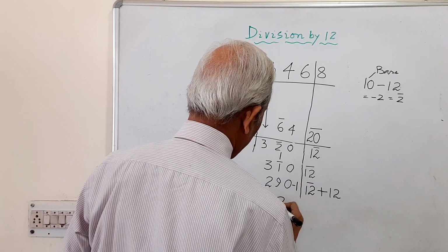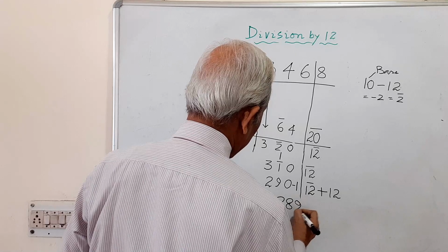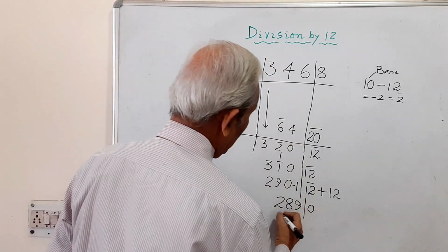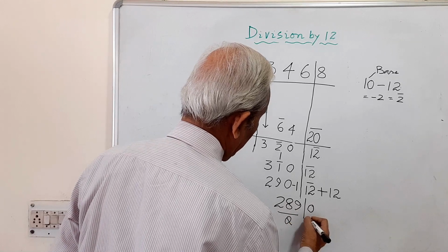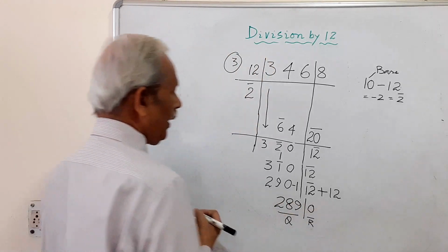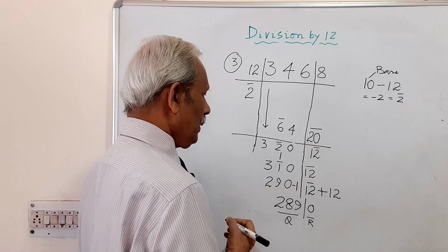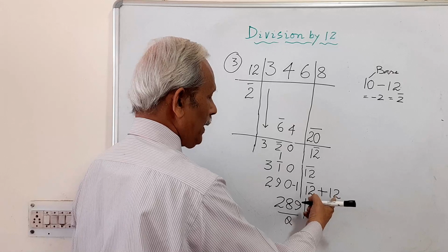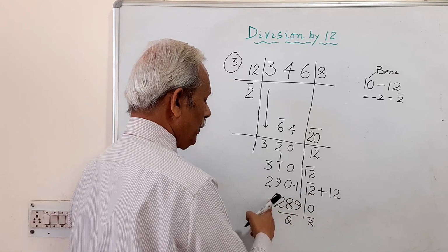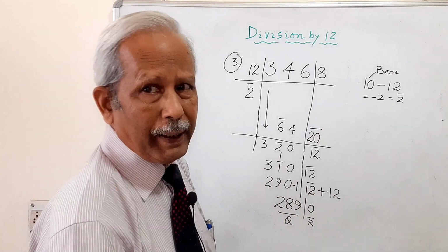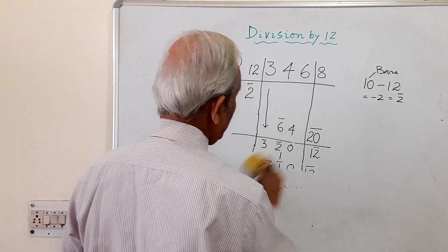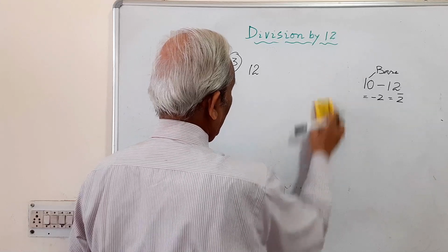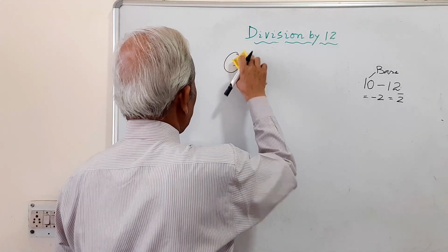So this becomes 289 and this becomes 0, means this is completely divisible by 12 and the quotient is 289, remainder is 0. Are you getting the point? It's quite simple, quite easy. 12 bar plus 12, since you have added 12 here, reduce by 1, we get 2890. Okay, now let us do the next question.